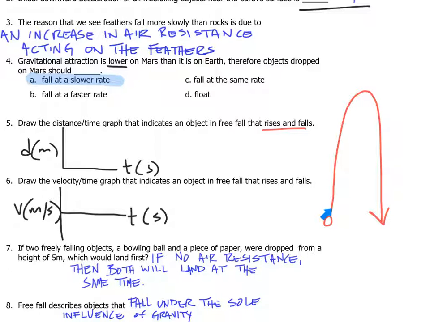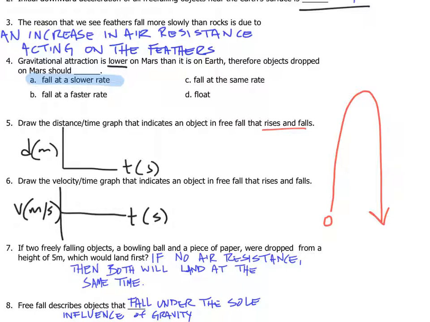Well, if my ball is moving away from me because I threw it up, it's moving away, that's a positive slope, and it's slowing down. It's not constant, so I shouldn't have a straight line. I'm going to show a line that is starting off fast and ending slow. So on my distance time graph, I will have part of the graph start off steep and end flat, showing that it's moving away and slowing down.